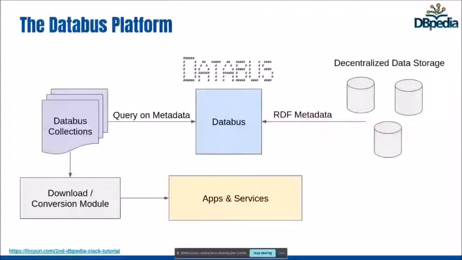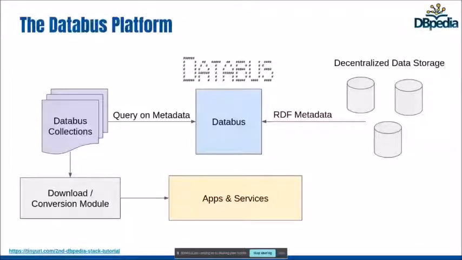When you want to use the data sets or any files in your apps and services, you can, of course, use whatever language you're using and query the databus directly and get the file download URLs, or you use a Bash script and use curl or whatever, or you can use one of the download and conversion modules that we have already developed and that are quite easy to use.